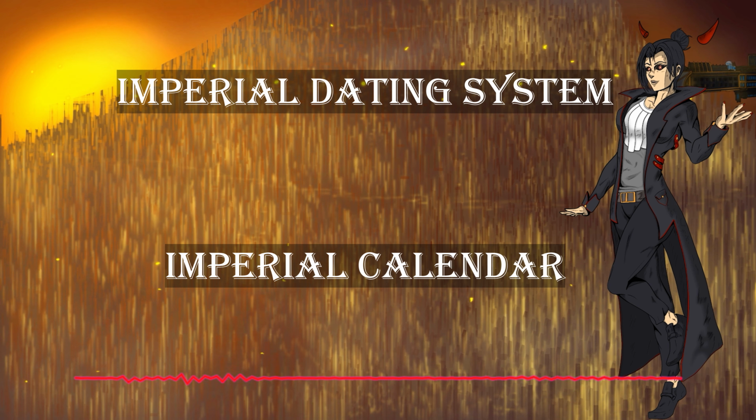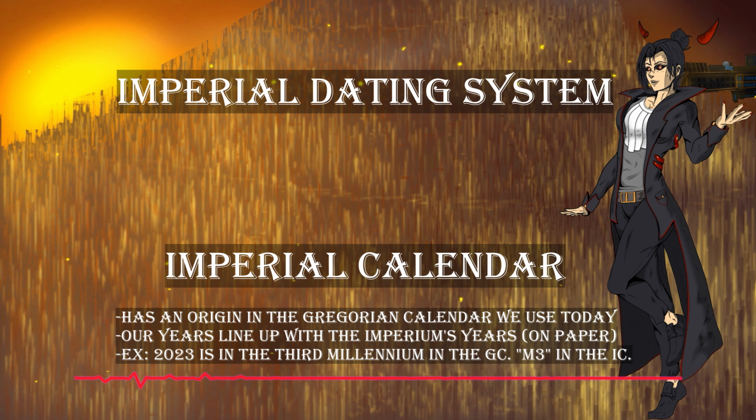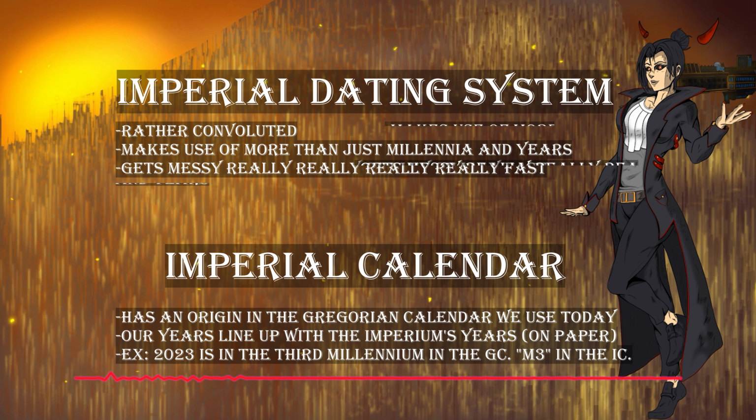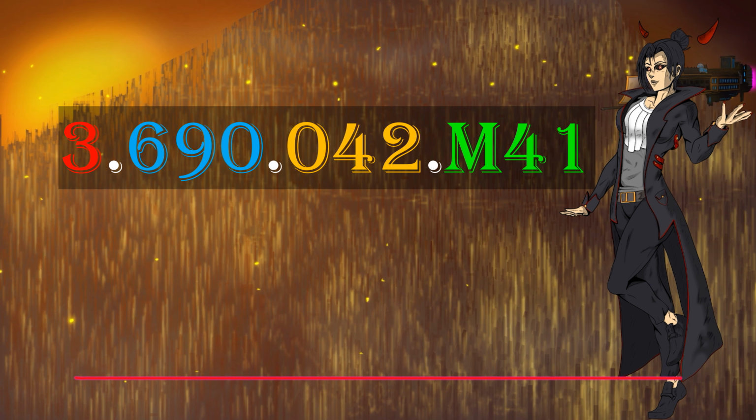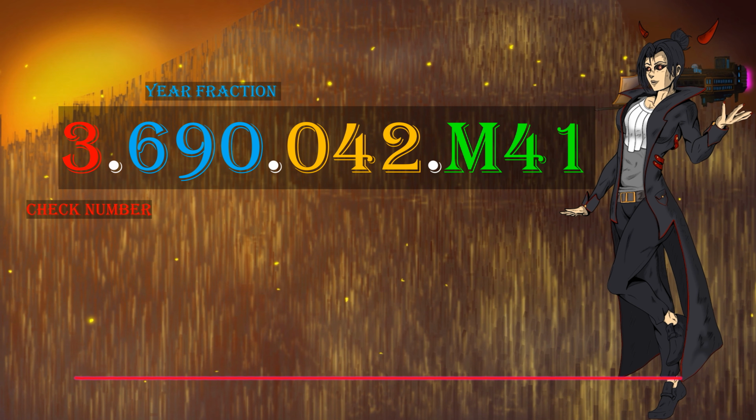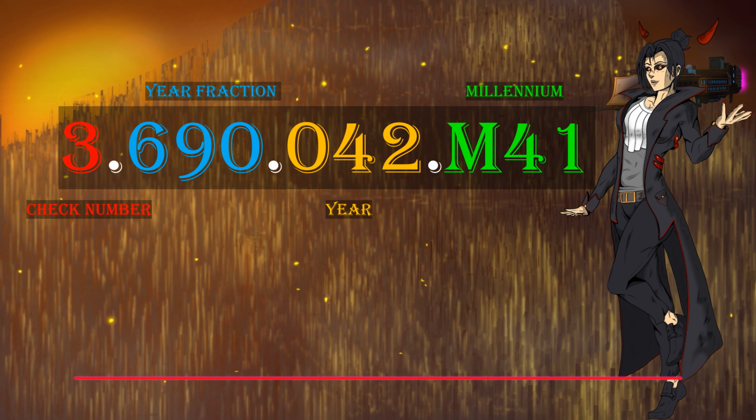The Imperial calendar is loosely based on the Gregorian calendar, meaning the measurement of years and dates would somewhat line up if we put the two together. The Imperial dating system, which has the Imperial calendar integrated within itself, is rather convoluted, and not gonna lie, it's gonna get confusing. So here we go, I'm going to give you a breakdown of this system. Let's start with this number on screen. You can break this into 4 parts: the check number, the year fraction, the year, and the millennium. We're going to go from right to left.